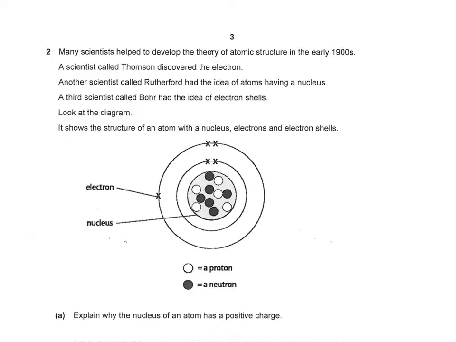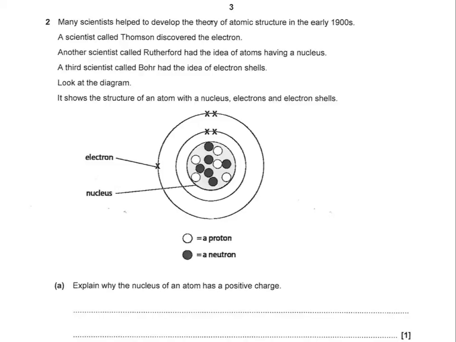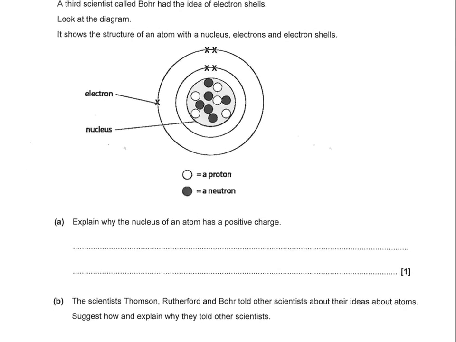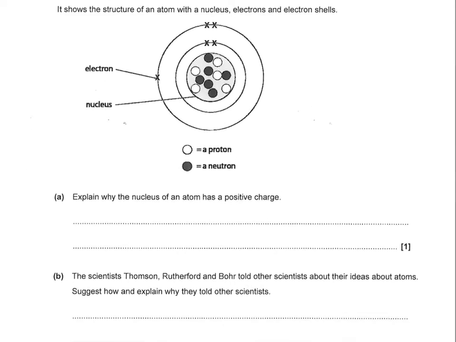Many scientists helped to develop the theory of atomic structure in the early 1900s. A scientist called Thomson discovered the electron, another scientist called Rutherford had the idea of atoms having a nucleus, and a third scientist called Bohr had the idea of electron shells. Look at the diagram, it shows the structure of an atom with a nucleus, electrons, electron shells. Explain why the nucleus of an atom has a positive charge.